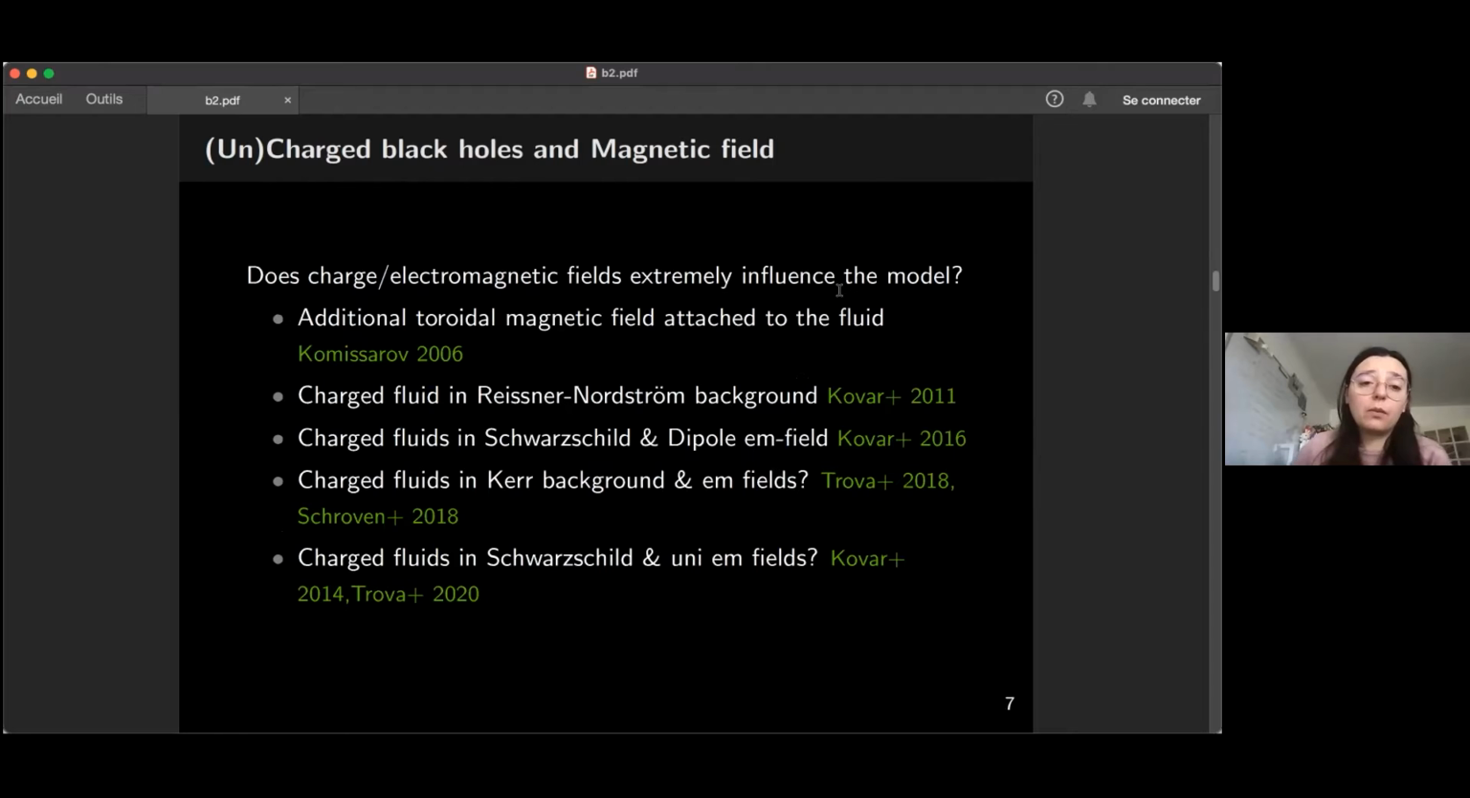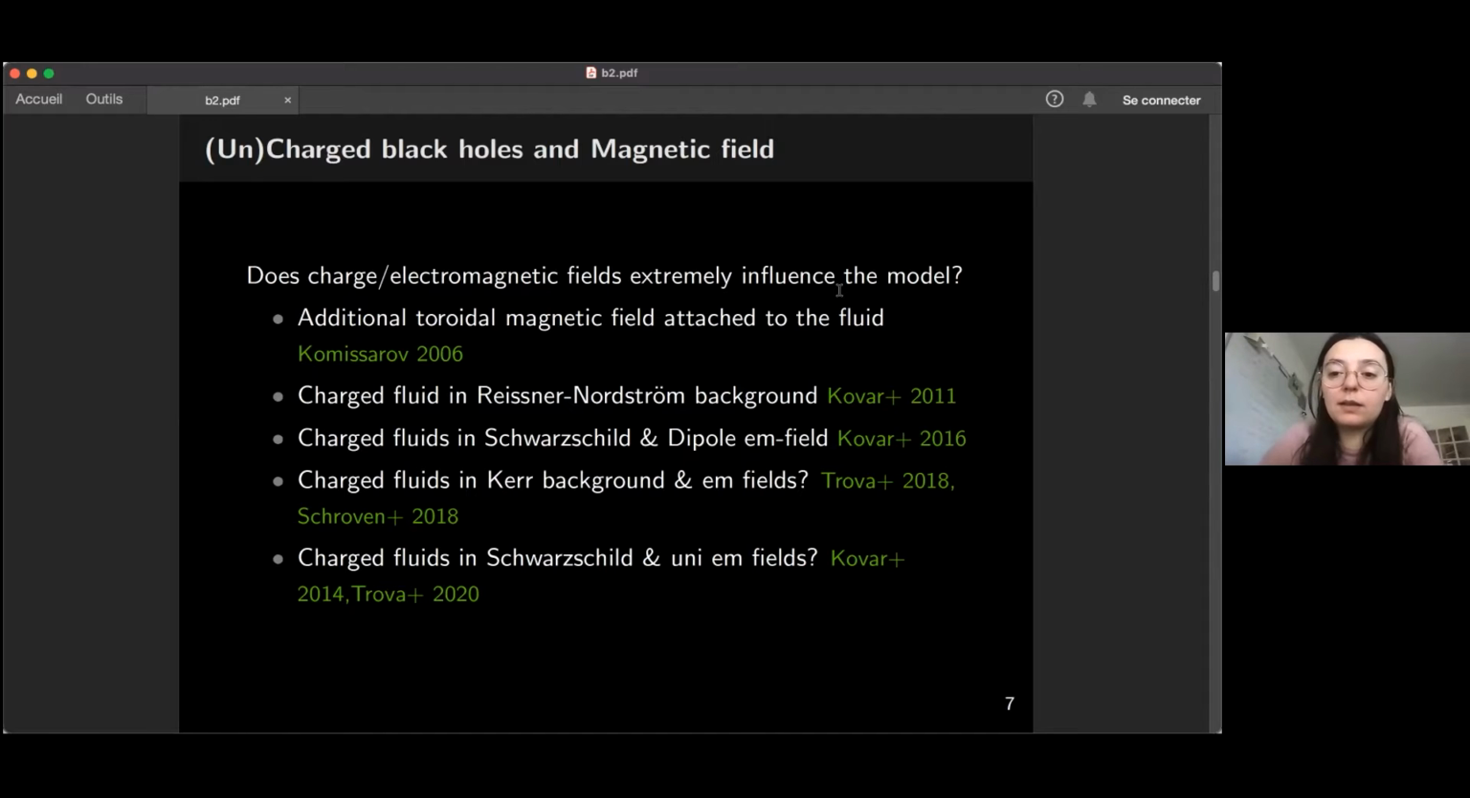So the main question was, do the charge and the electromagnetic fields strongly influence the model? There were different studies done in the past in different conditions. One related to the ideal MHD, which is the Komissarov solution, where you have an additional toroidal magnetic field attached to the fluid. And then the model developed by Professor Stuchlik and his team, which corresponds to the opposite direction to the ideal MHD, so the high resistivity fluid.